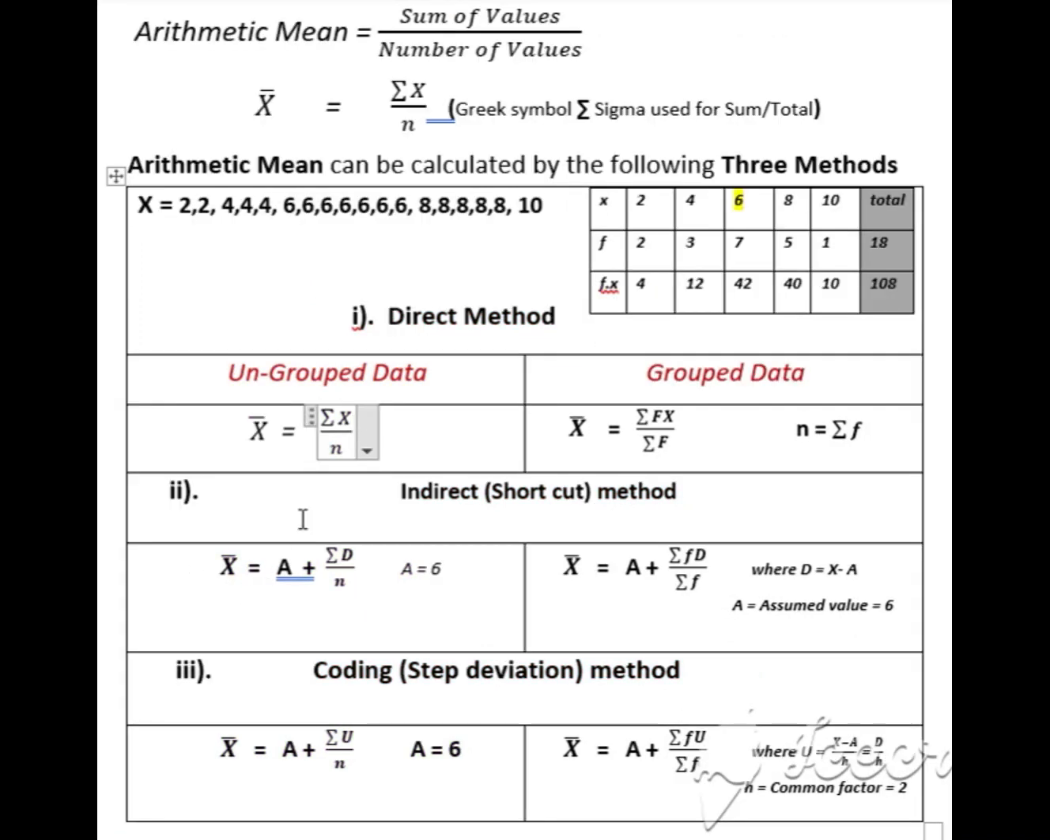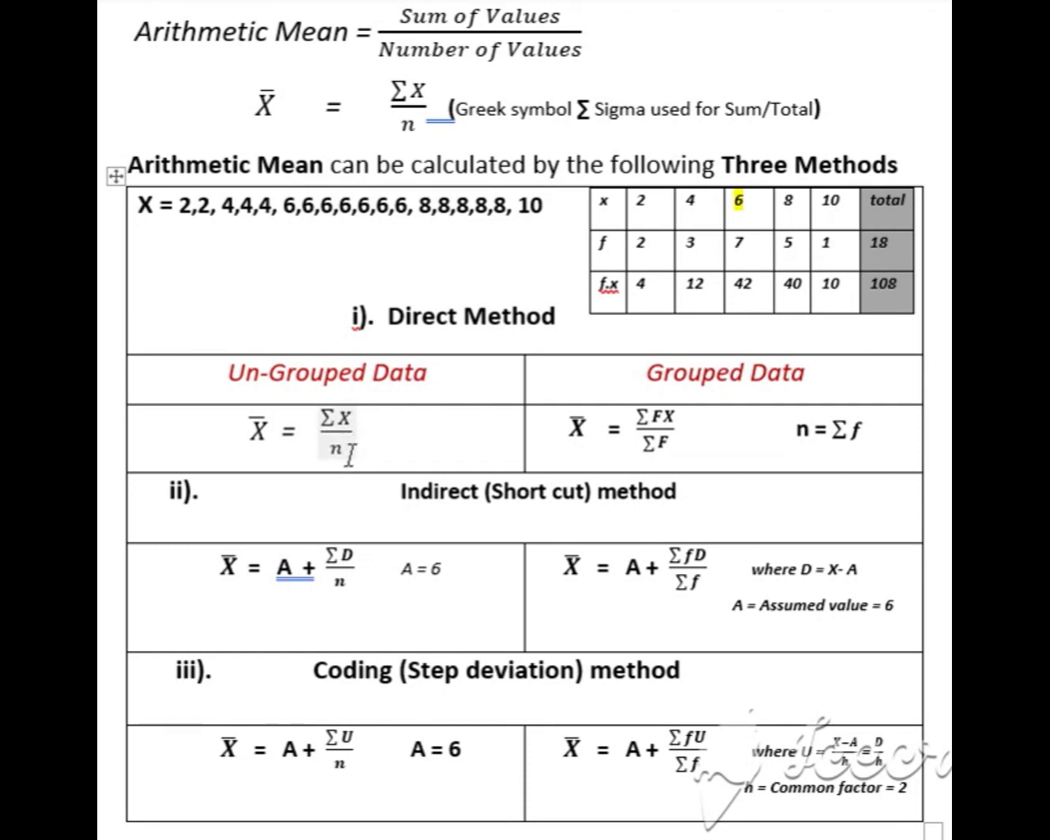Now the difference between direct method, indirect method and coding method is that capital D is used for the indirect method. Wherever you see capital D, it means this is the indirect method. Capital U is used for the coding method or step deviation method. Without capital D and capital U, where only X or Fx is given, that means the direct method.